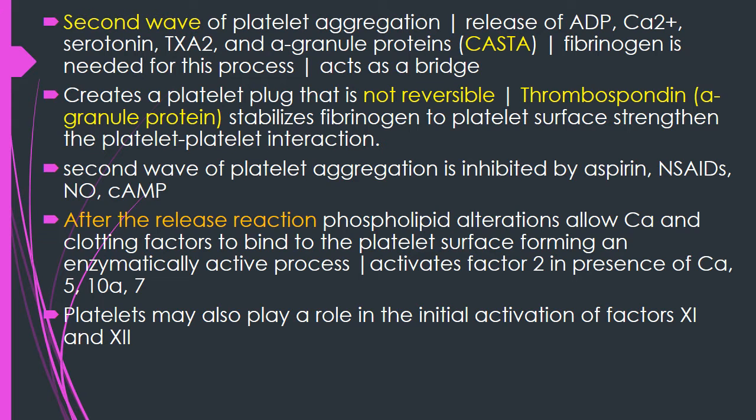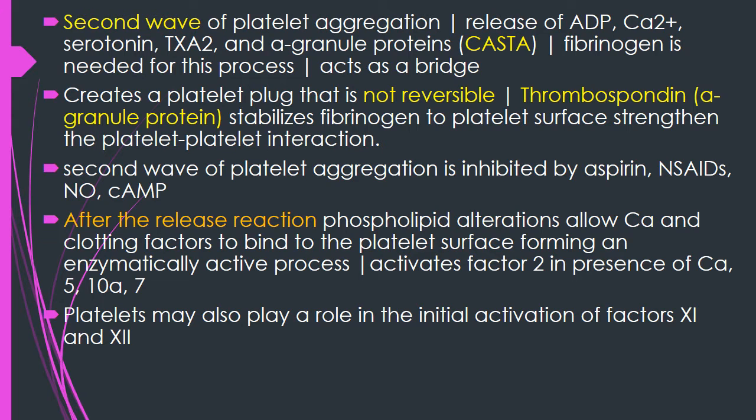Thrombospondin, as the name suggests, stabilizes the fibrinogen to the platelet surface, which then increases the platelet-to-platelet interaction. The second wave of platelet aggregation can be inhibited by NSAIDs and aspirin.